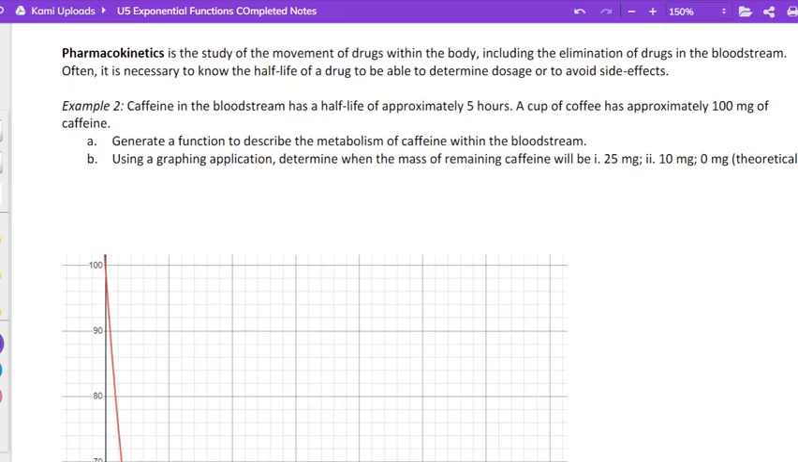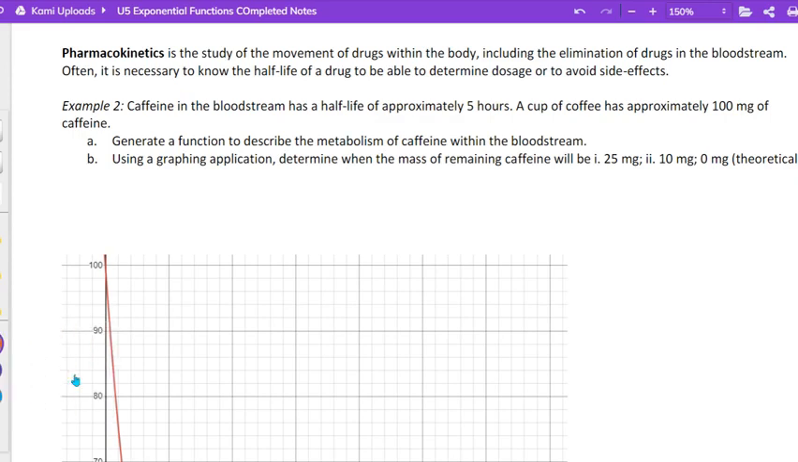Pharmacokinetics. Ooh. Some of you who might be interested in the medical field, pharmacokinetics is something you could potentially study, something you didn't think existed. Pharmacokinetics is the study of the movement of drugs within the body. That is a whole field of study. Okay?